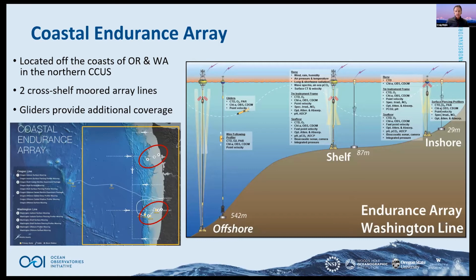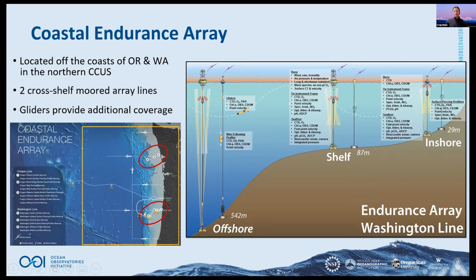Before we get there, I just want to kind of set the scene and provide a little bit of background and context. So the Coastal Endurance Array is an array that extends off the coasts of Oregon and Washington. You can see my cursor here. So we've got the Oregon line down here off Newport and the Washington line off Grays Harbor. Each of these lines consists of 3 sites. So there's an inshore site, a kind of mid-shelf site, and an offshore site. And we have these additional glider lines that run in between these moorings and offshore that provide additional coverage of the region.